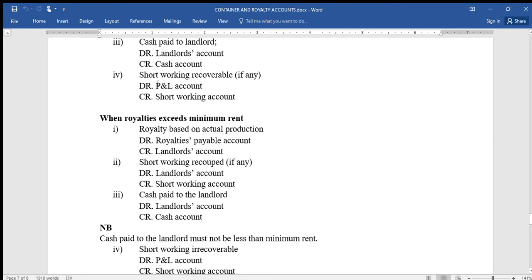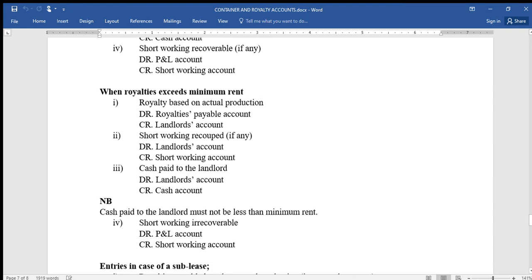Then in case of short workings recoverable, if any, it's like recouped, we debit the profit and loss account and then we credit the short workings account, because short workings are expenses and they reduce by crediting. So we debit profit and loss account and we credit short workings account.